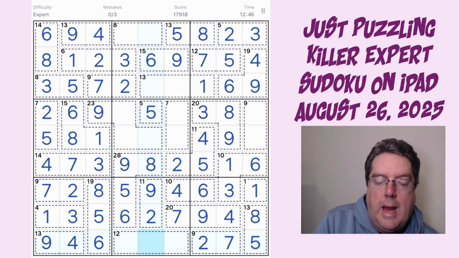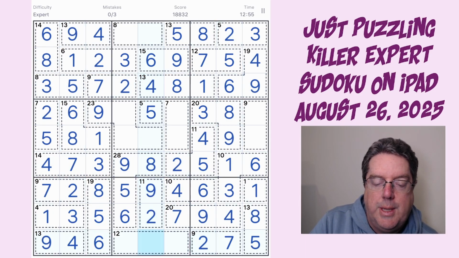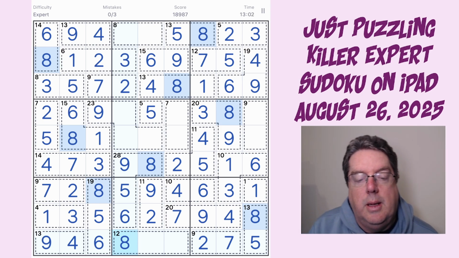Still got a 1, 8, 3 here. 8 can't be here. Remember, this is 8 and 4. 8 can't be here, so that's an 8, and this is a 4. 8 comes down here, 8 comes down here, so that's an 8. Can I see 3 and 1? No. Is that a surprise to me? No.